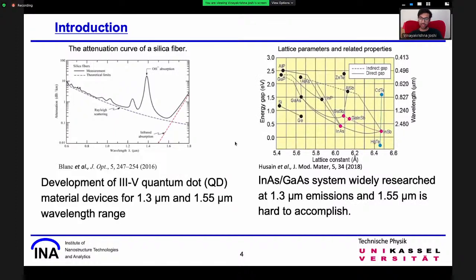The indium arsenide and gallium arsenide material system is widely researched at an emission wavelength of 1.3 microns. However, emission at 1.55 is hard to accomplish, as we see. Contrary to gallium arsenide substrates, indium phosphide and indium arsenide have a smaller lattice mismatch of around 3.2%. That enables the formation of quantum dots which emit at the desired telecommunication wavelength of 1.55. The indium arsenide and indium phosphide material system has been researched for this purpose and already plays a dominant role in long wavelength laser applications. To cover also the 1.3 micron wavelength range with this same material system, a strongly modified growth process has to be developed. In this presentation, these device results and the initial growth process will be shown.